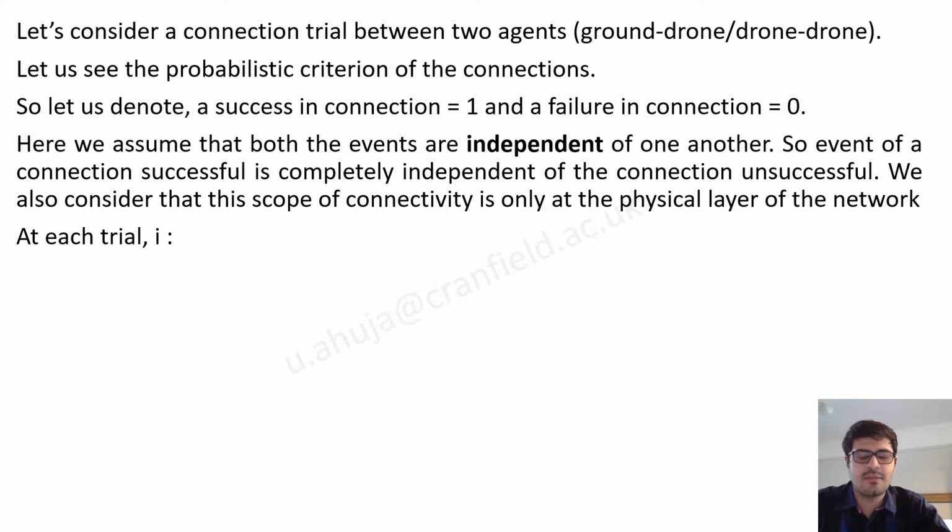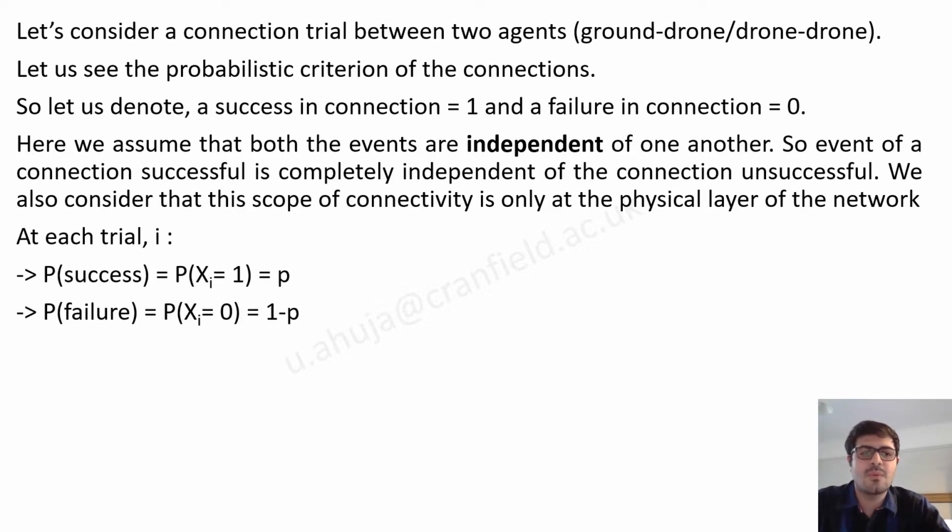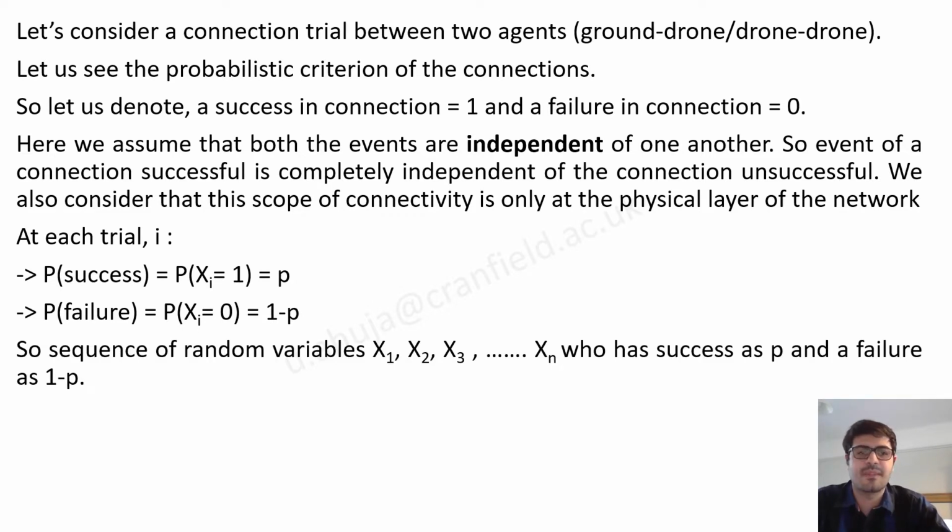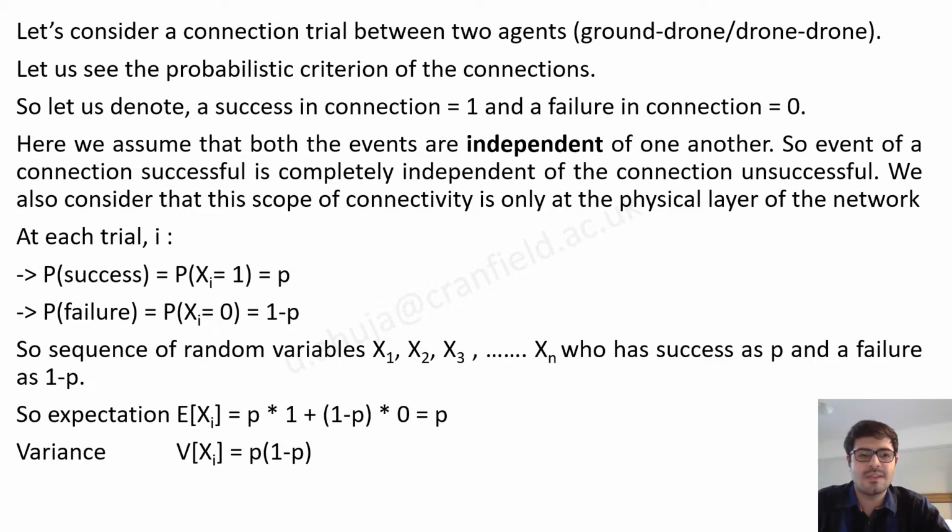At each trial I, we have a success, P(X_i = 1), which is equal to some general probability P. And a failure is P(X_i = 0), which is 1 minus P. So for a sequence of random variables X1, X2, X3, and so on, infinitely up to Xn, where success has probability P and failure has 1 minus P, the expectation of X_i is P times 1 plus (1 minus P) times 0, which is basically P. The variance of the system can also be seen as P times (1 minus P).